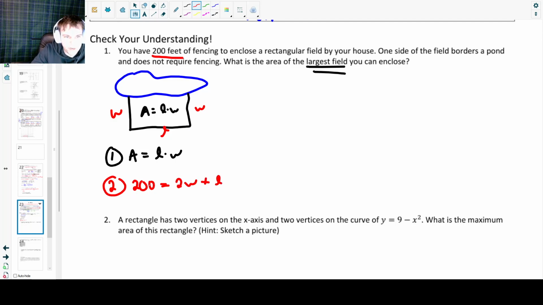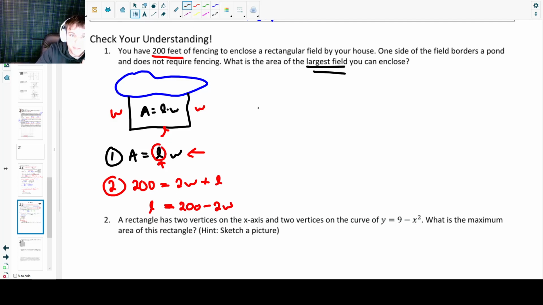This is my constraint. Now, we want to be able to write our area formula in terms of a single variable. Currently, it's in terms of L and W. So we can use this constraint equation to write it only in terms of one of them. I'm going to solve it for L, because that's easiest here. So L would be equal to 200 minus 2W. We can replace L with this.